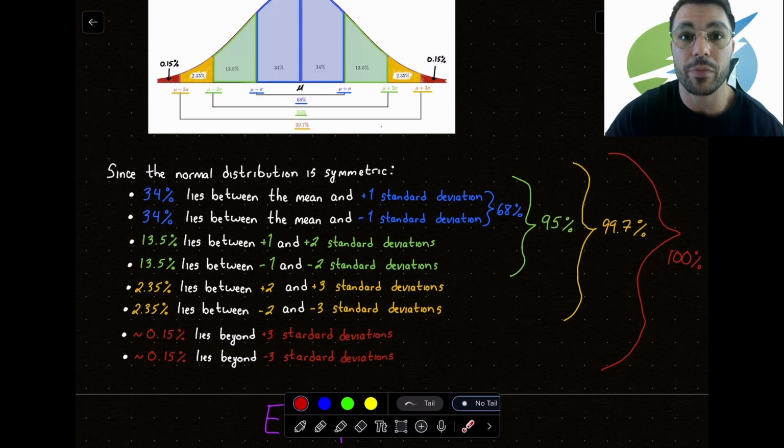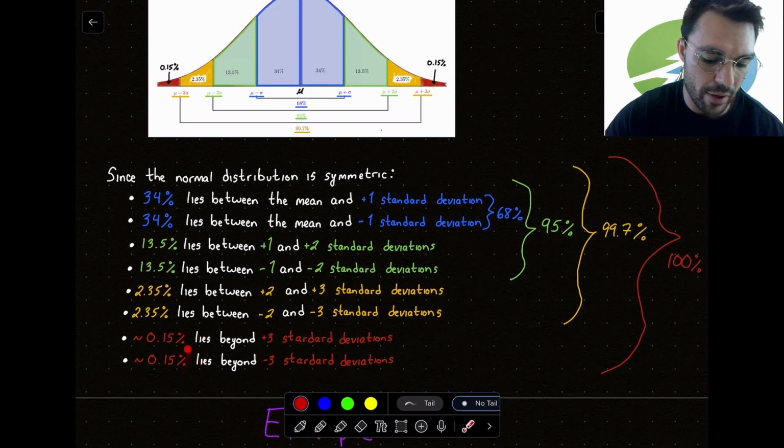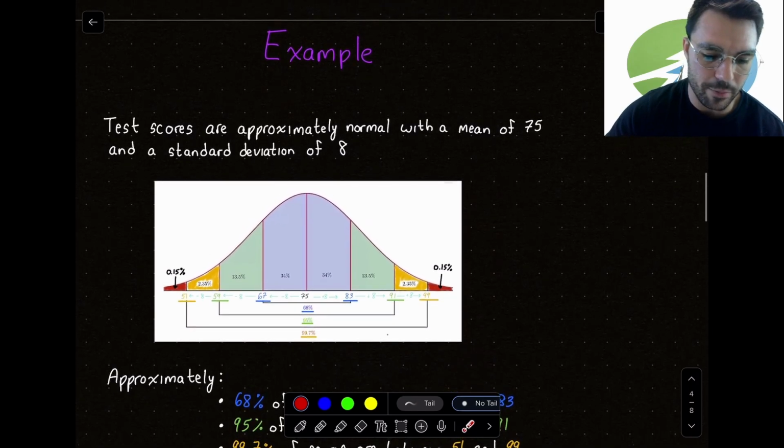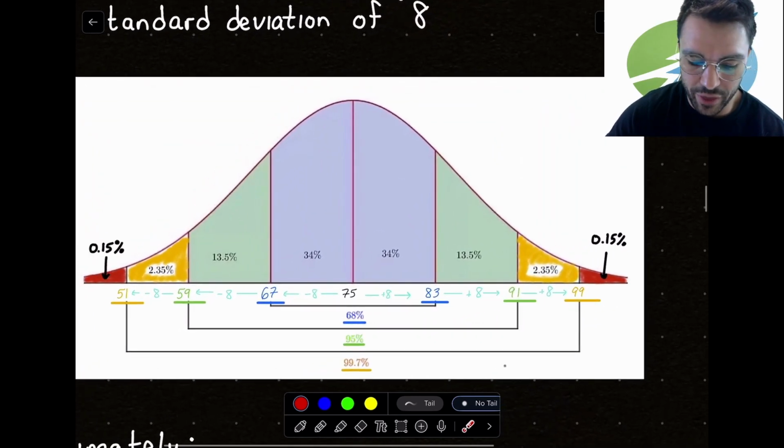And if we add all this up, we get 100% of the data. Typically, we don't worry about the beyond range, but I just wanted to include it so we can have that nice clean 100%. Okay. So here we have an example. Test scores are approximately normal with a mean of 75 and a standard deviation of 8. Okay. So what would that look like?